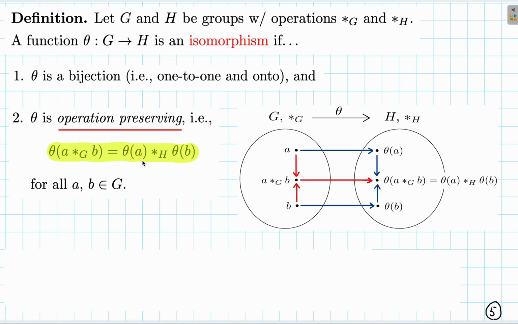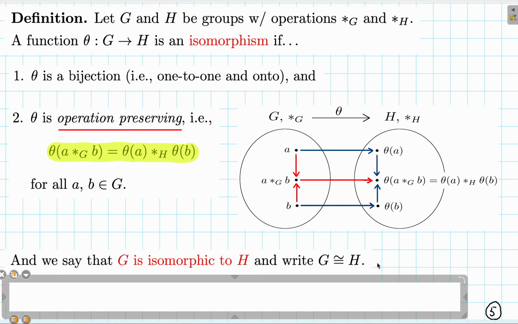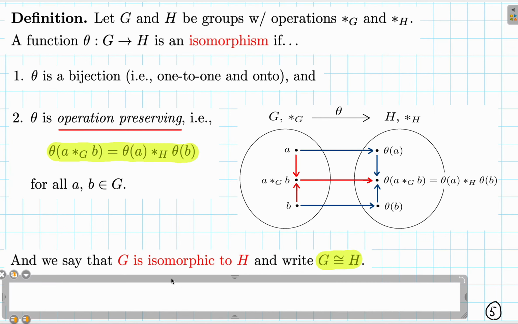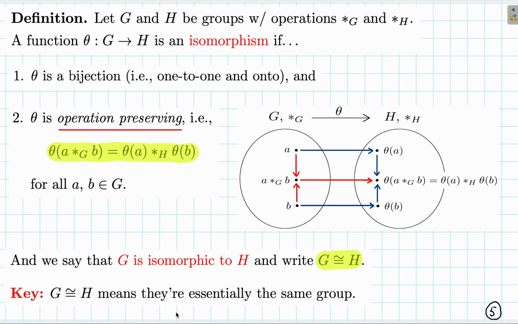So that's the definition of theta being an isomorphism. And when we have that isomorphism, we say that the group G is isomorphic to H. And here's a shorthand, which means G is isomorphic to H. And really that means that those two groups are essentially the same group because their elements match up and their operations also match up. So isomorphic groups mean that they're essentially the same group.